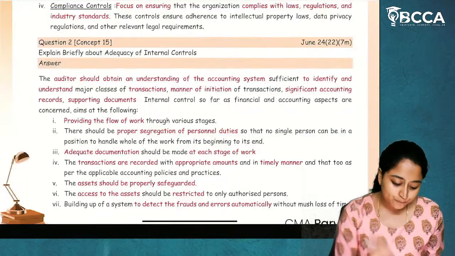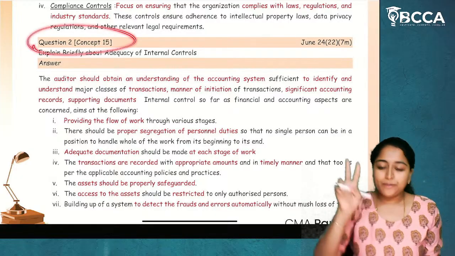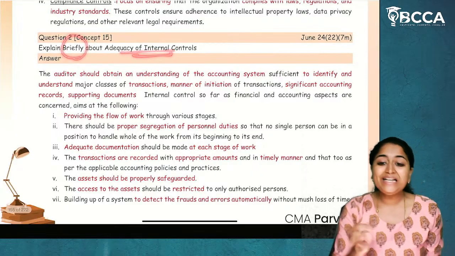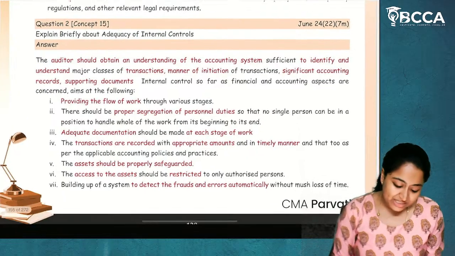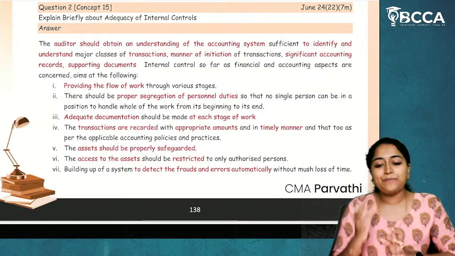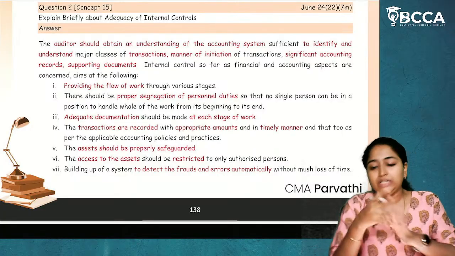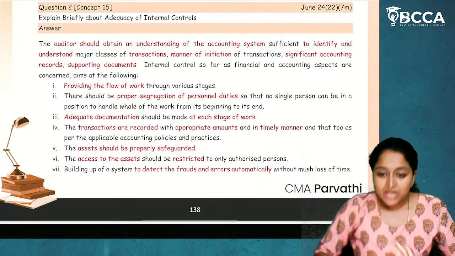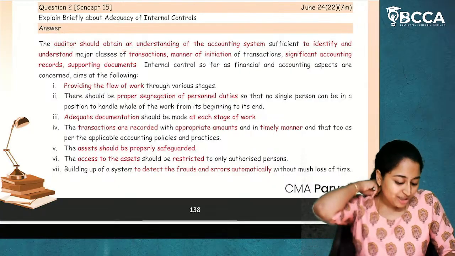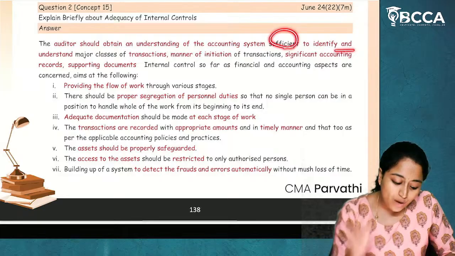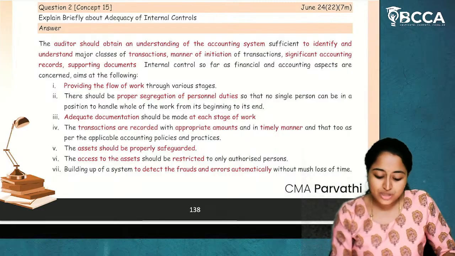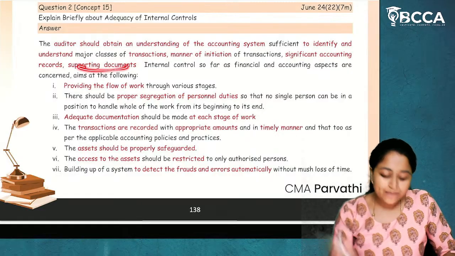Now, question number 2. What is question number 2? It has been tested in the June 2024 attempt. Explain briefly about the adequacy of internal control, which means when internal control is there, what kind of aspects are there to have this internal control implemented in the organization? That is called adequacy of internal control. The auditor should obtain an understanding of the accounting system sufficient to identify and understand major classes of transactions, manner of initiation of transactions, significant accounting records, and supporting documents.